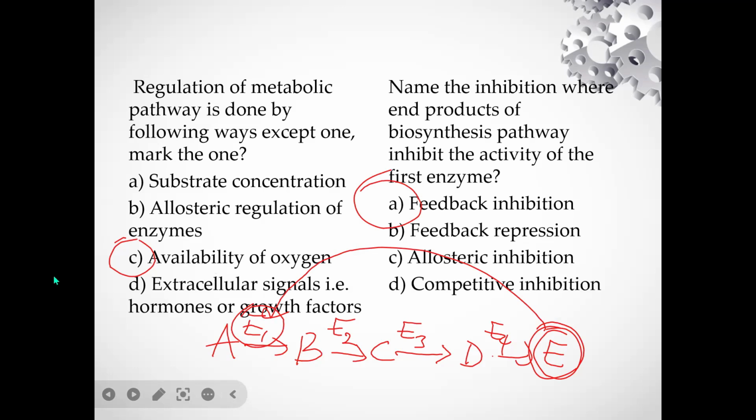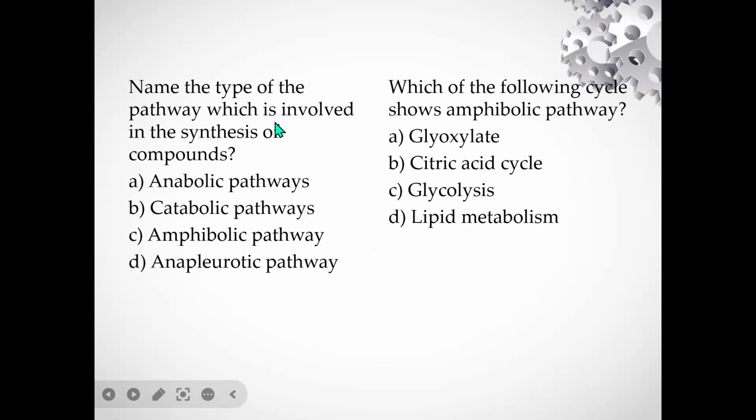Okay, so then, name the type of pathway which is involved in the synthesis of compounds. The pathways in which smaller molecules are used to generate larger molecules, that is the synthetic pathways, is called anabolism. Therefore, anabolism is a synthetic pathway, catabolism is a degradative pathway, and amphibolism is both a degradative and a synthetic pathway. So the answer to this is option A.